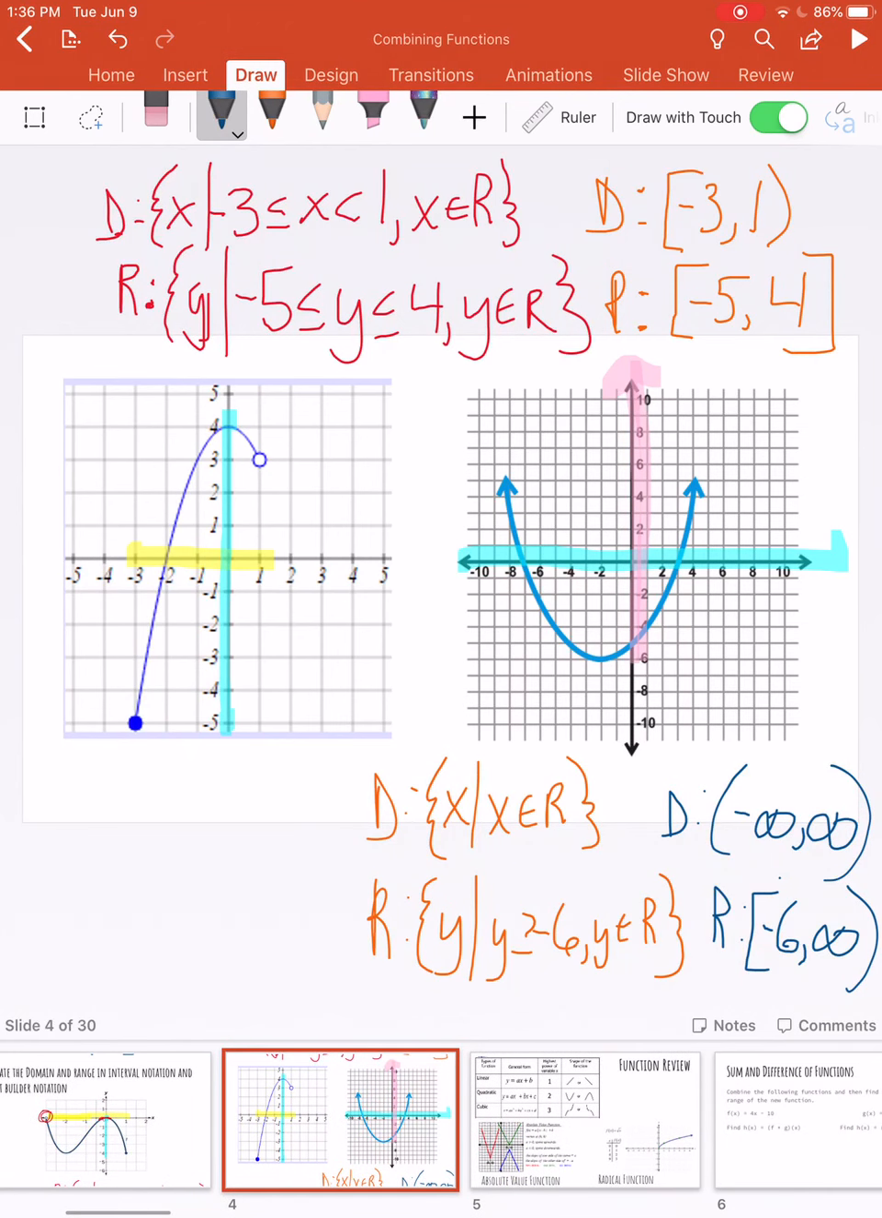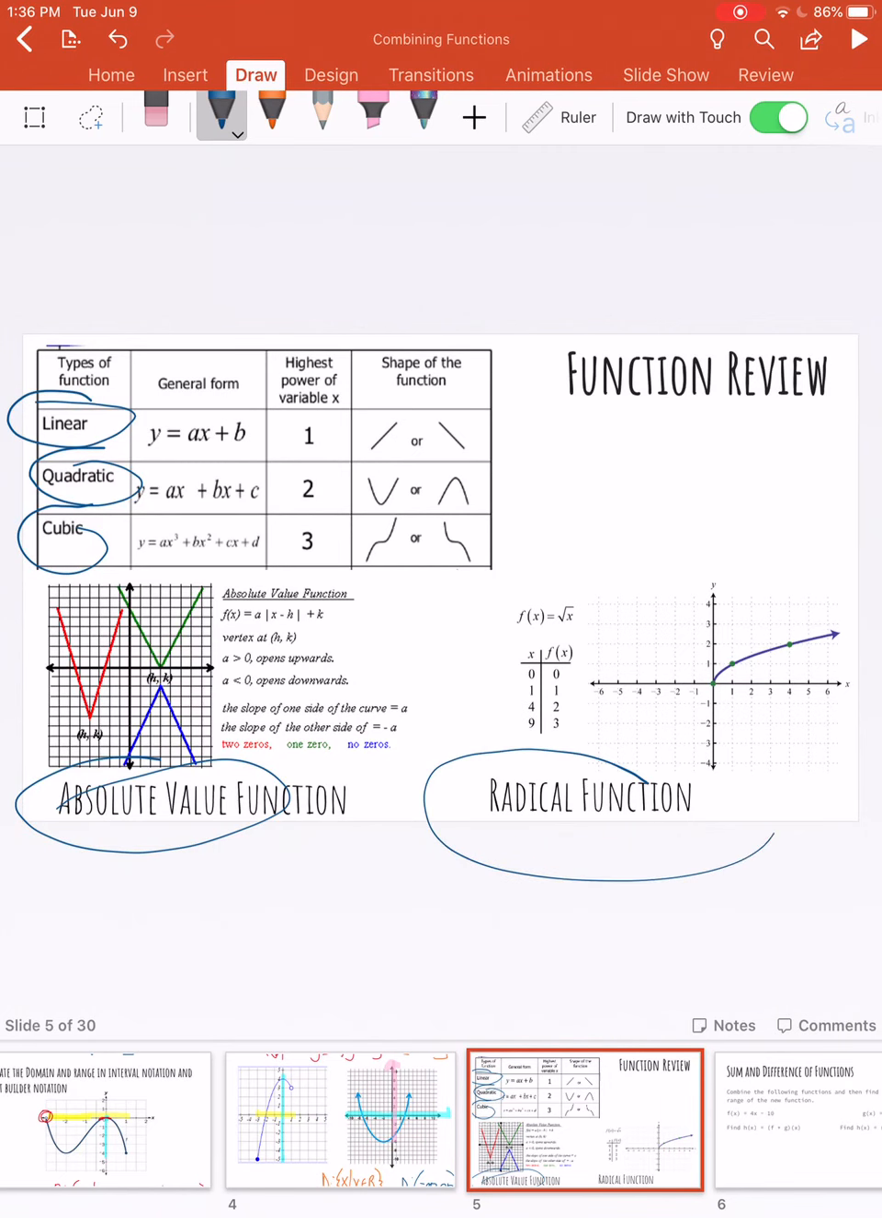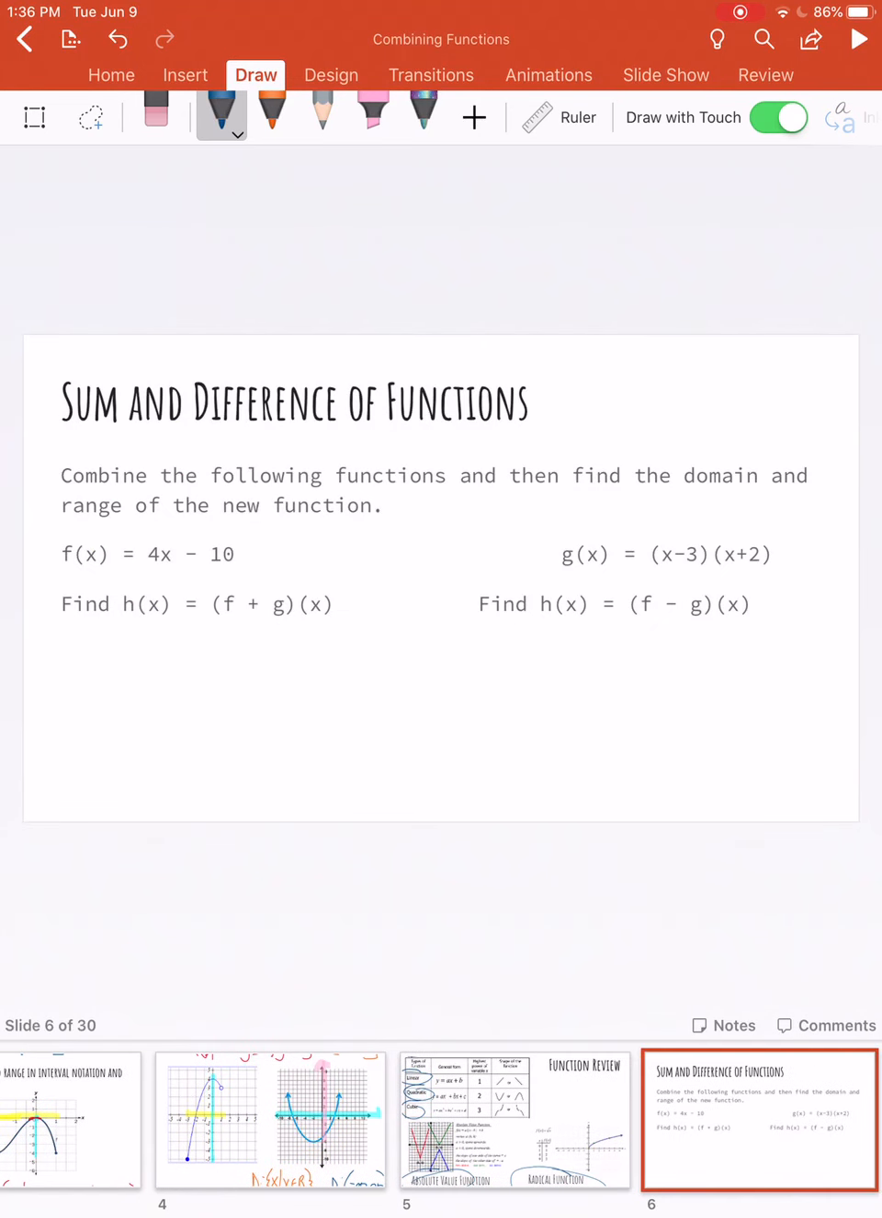So that's how domain and range works. This is just a review on different functions and examples of what they mean. We'll be using this terminology throughout the lesson or lessons to come. Linear, quadratic, cubic, absolute value, radical. So these should be all reviews from 10C or 20-1.